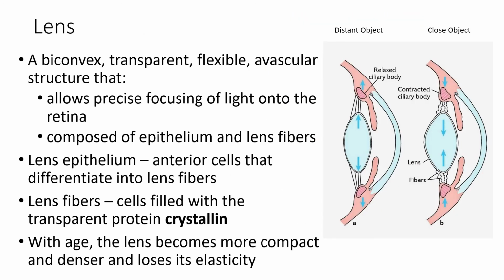The lens is the structure in the eye that focuses light on the retina at the back of the eye. It's transparent, of course, so that light can pass through it. It's biconvex, which just means that it's curved on the front and the back. It's curved outwardly. It's flexible, and in fact, it's kind of elastic. So if it's not being pulled on by the suspensory ligaments, it tends to take a rounder shape. If it's pulled on by the suspensory ligaments, it flattens out.